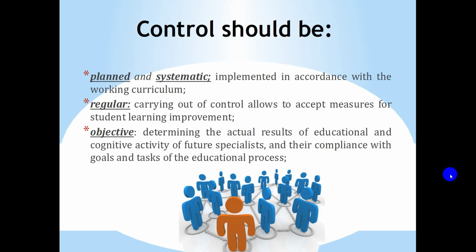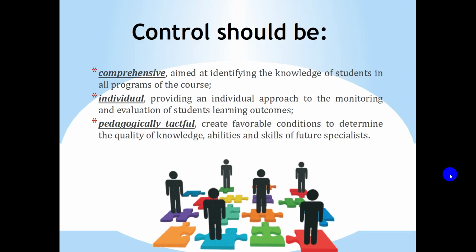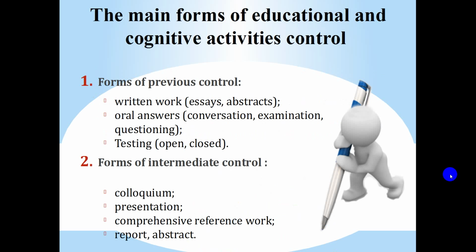Secondary, it must be regular. Carrying out of control allows to set measures for students' learning improvement. Objective: determining the actual results of educational and cognitive activity of future specialists and their compliance with goals and tasks of the educational process. Also, it should be comprehensive, aimed at identifying the knowledge of students in all programs of the course. Then, individual, providing an individual approach to the monitoring and evaluation of students' learning outcomes. Then, pedagogically effectful, creating favorable conditions to determine the quality of knowledge, abilities, and skills of future specialists.